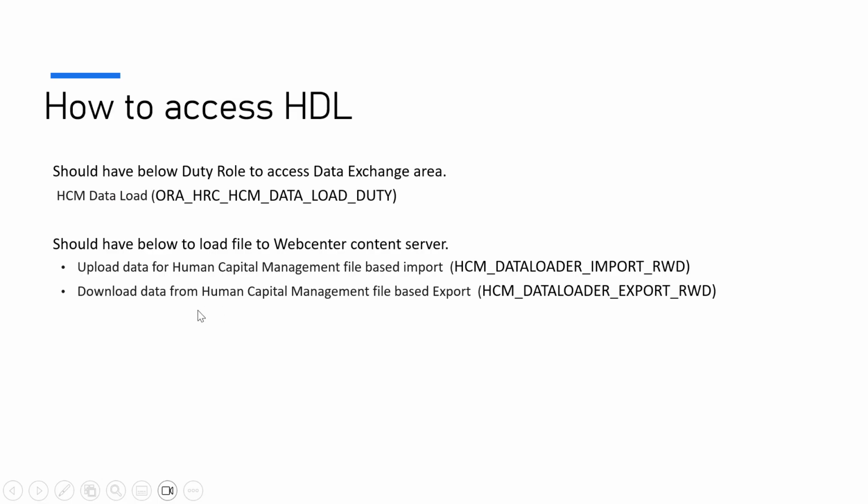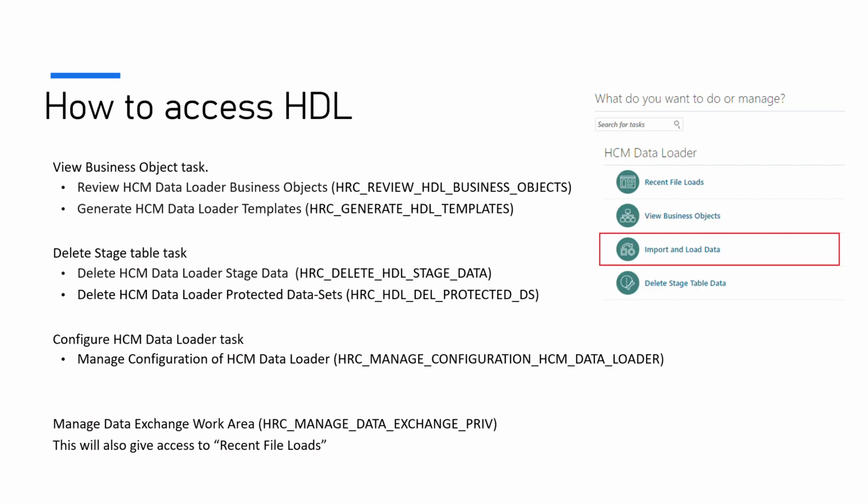For that, the user should have these two extra privileges as well. You need to add these two as well. Suppose there is a scenario where you want to give a user access to only specific tasks, but not access to the import and load data task. In that case, there are different privileges that can give specific access to specific tasks.